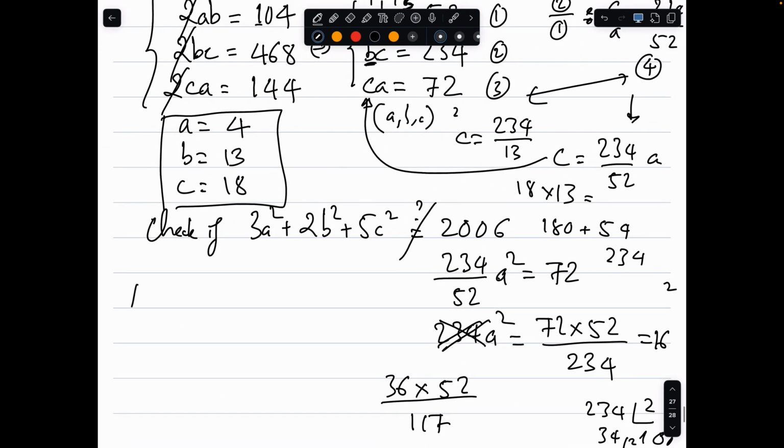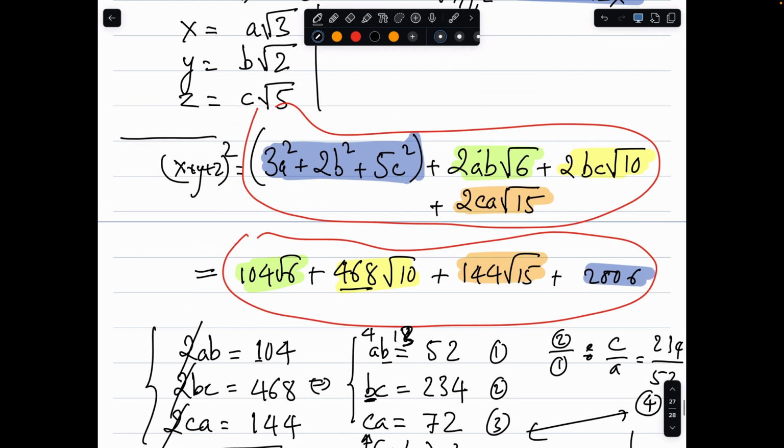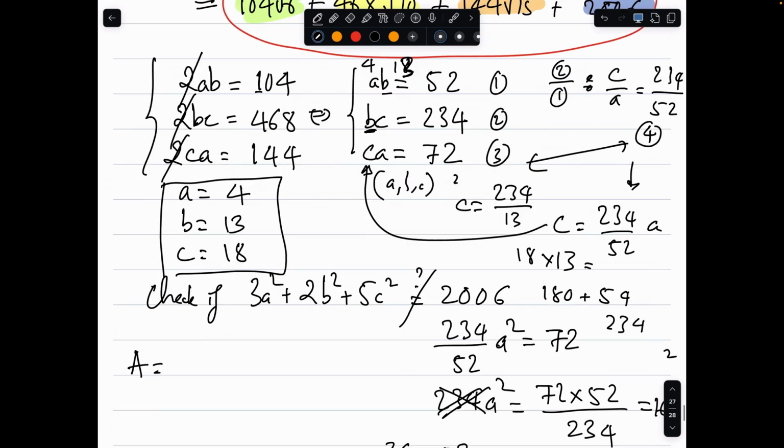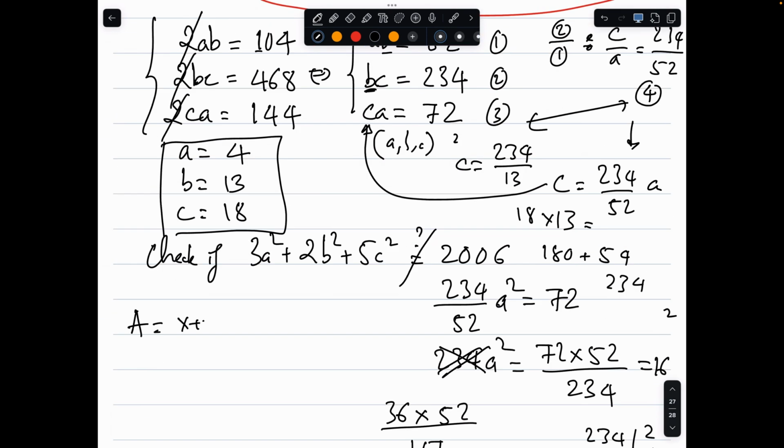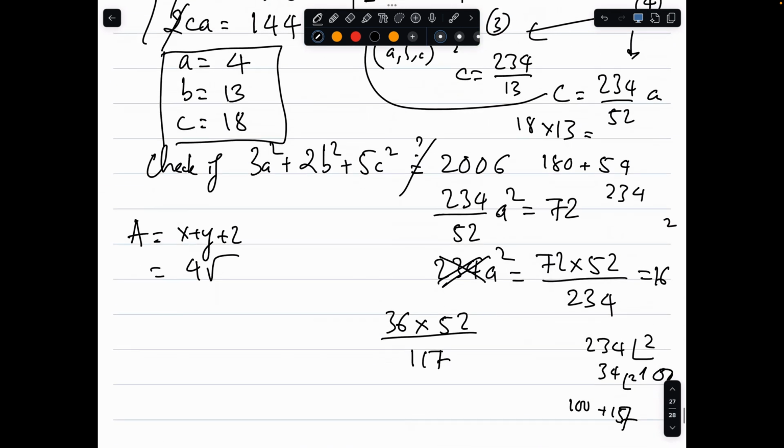So the answer A is x + y + z, where x is 4√3, y is 13√2, and z is 18√5. Okay.